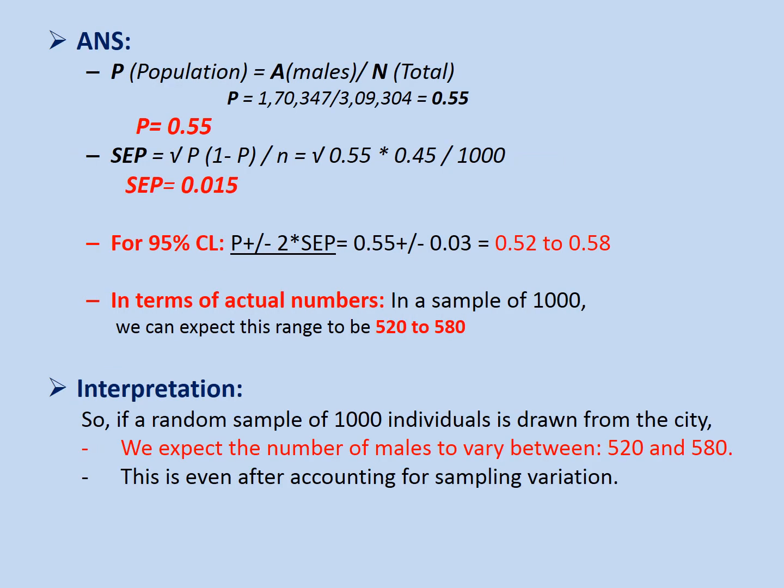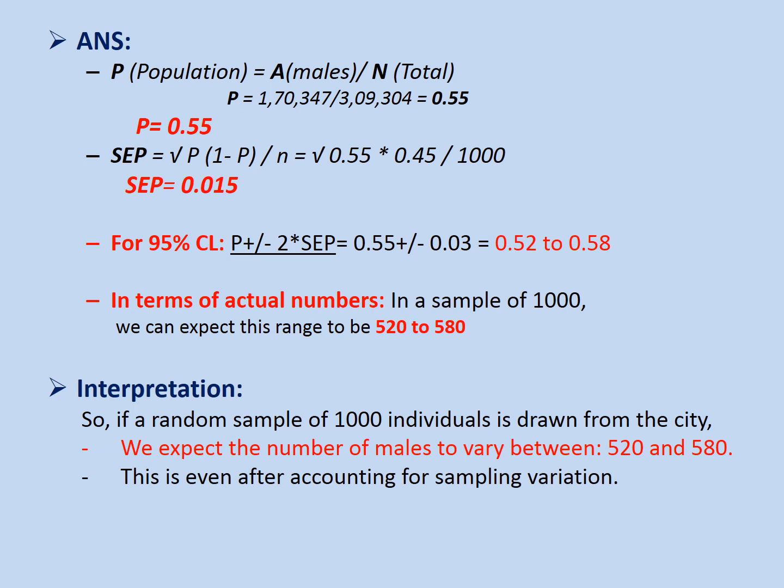So the first step is to calculate the proportion, or the probability of selection, of males. The population P, or capital P, is calculated by the formula P equals A divided by N. A stands for the attribute under consideration. Here it is the selection of males, so the attribute is the number of males.